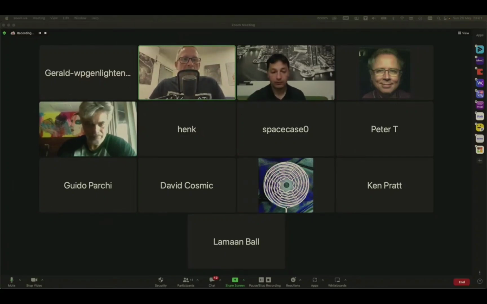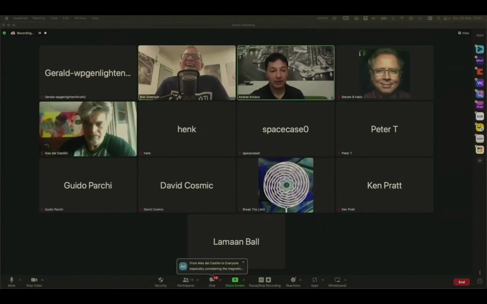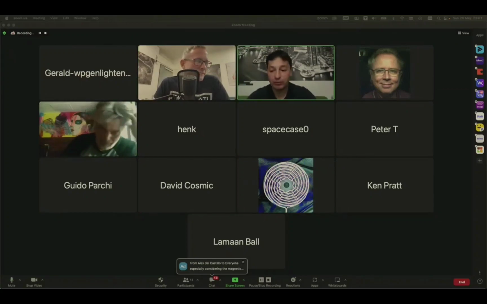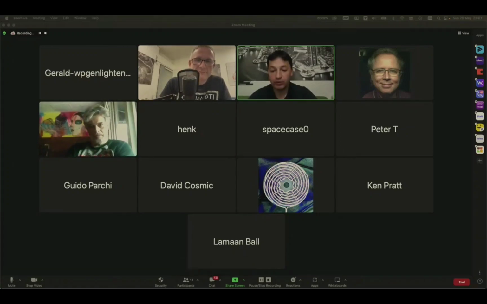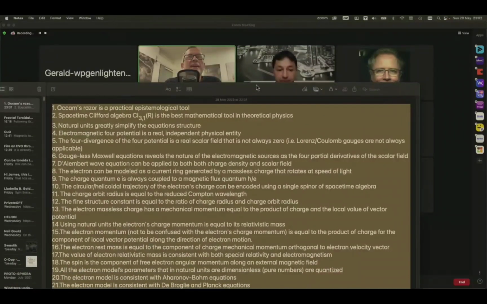So he's saying that Occam's razor is a practical epistemological tool. Now, I'm going to ask a question right at that point for people that don't know what an epistemological tool is. Andras, what does that mean? I'm not a philosopher, but what Occam's razor means in plain English is that among all the possible solutions or models, the simplest one is probably the correct one. Yeah, thank you.